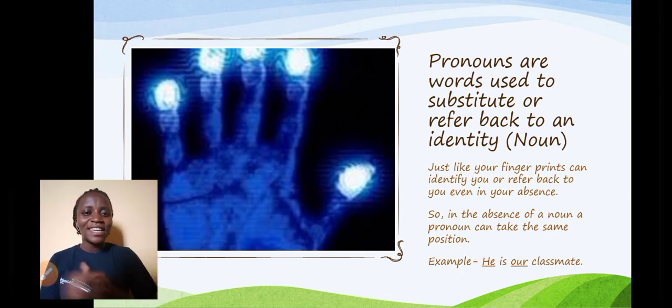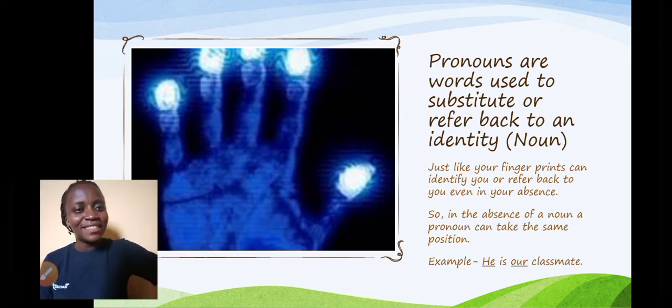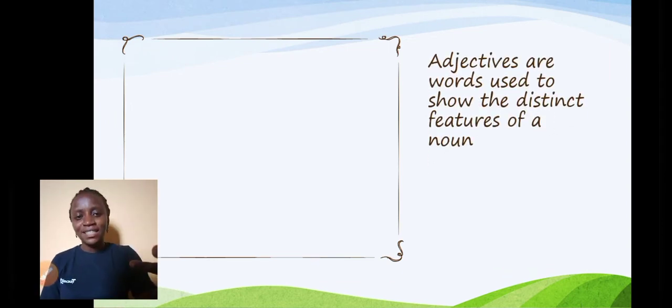All right, who's ready for the next part of speech? Yay! And we have adjectives. Now, adjectives are used to show the distinct features of a noun. You, as a person, you have distinct features. You have so many distinct features that make you different in a unique way from the next person sitting beside you.